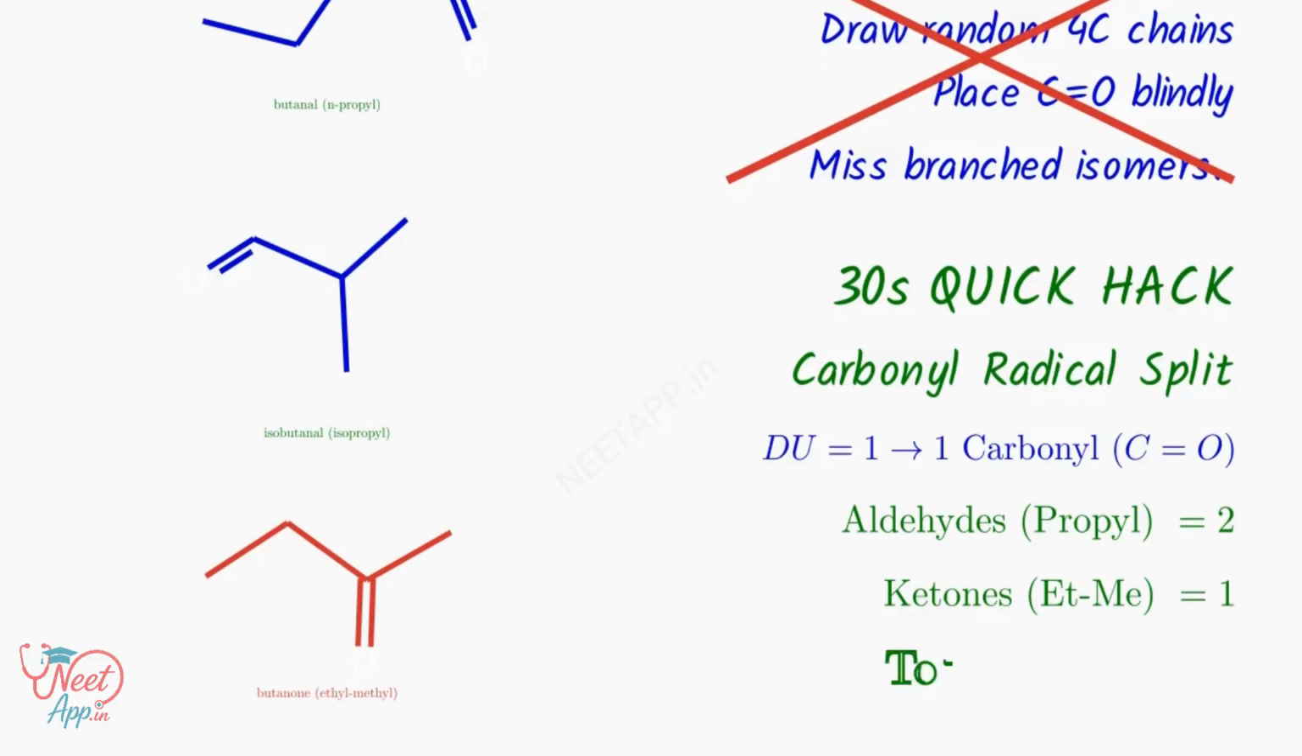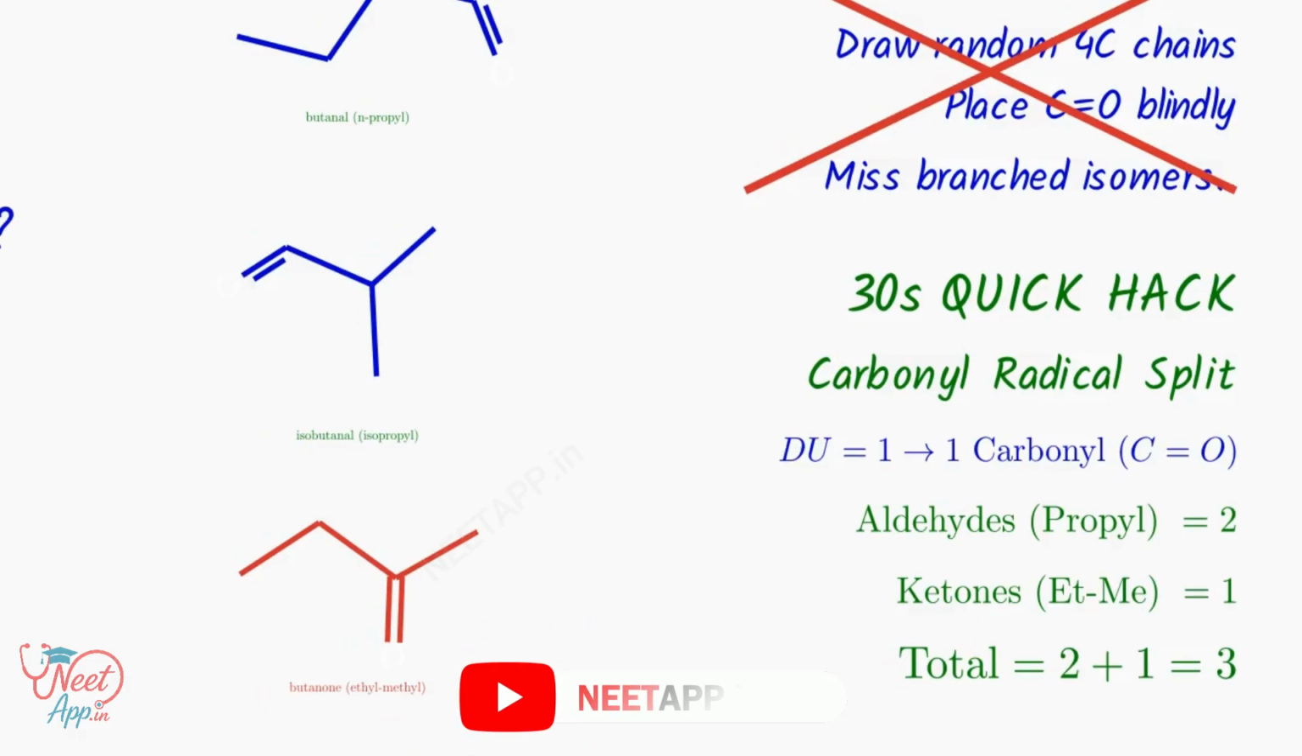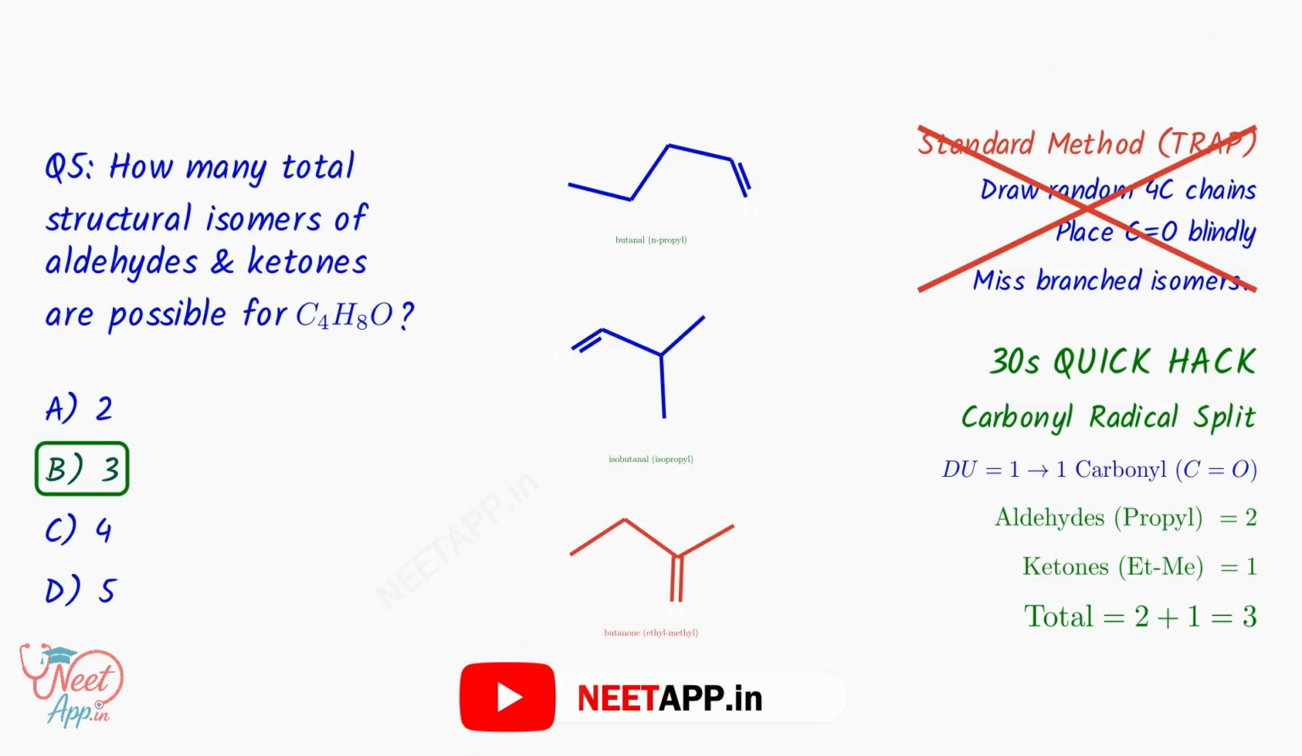Next, for ketones, put the carbonyl in the middle. You can only split the remaining 3 carbons into an ethyl and a methyl group, giving exactly 1 ketone, butanone. 2 plus 1 equals 3. Option B is your correct answer. Split the radicals and save your time.